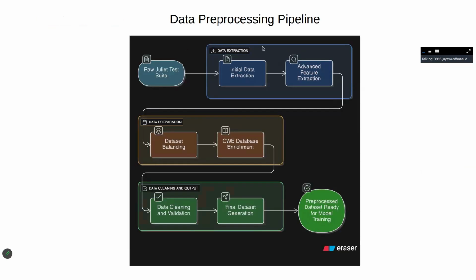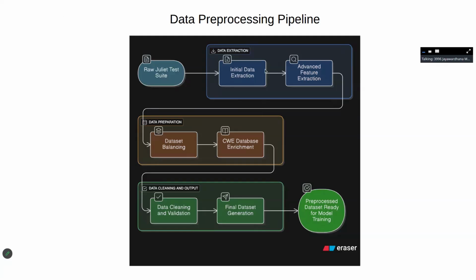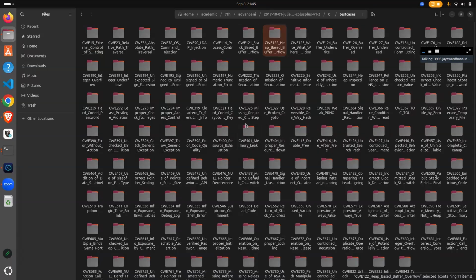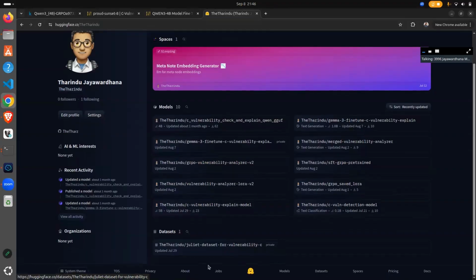Then this is the data preprocessing pipeline. As I said, the preprocessing part is somewhat hard because the data had a structure like this. First we extracted the functions from these folders. Then we balanced the dataset. Then we enriched the CWE dataset with additional knowledge from open-source databases. Then we cleaned and validated, and finally we generated the final dataset and stored it in the Hugging Face Hub. So this is the final dataset we used.